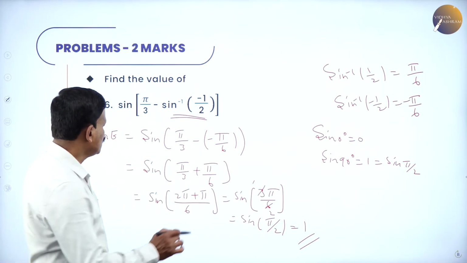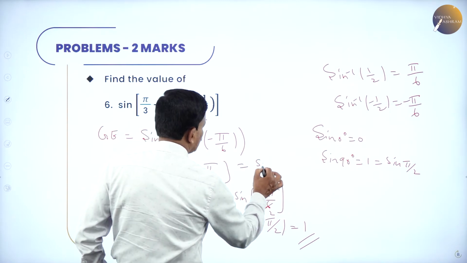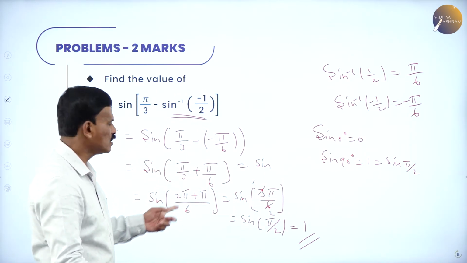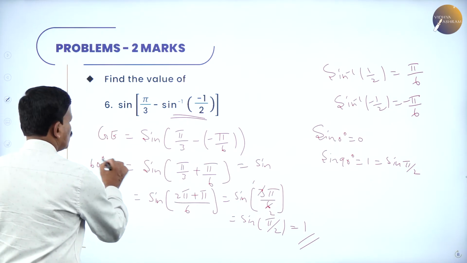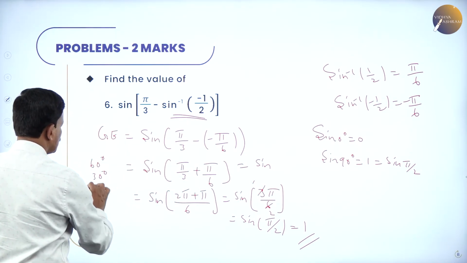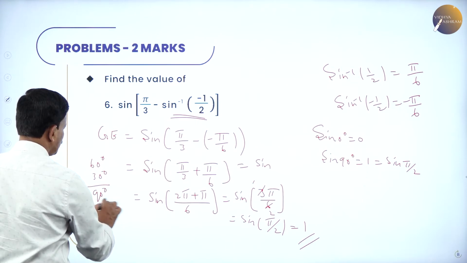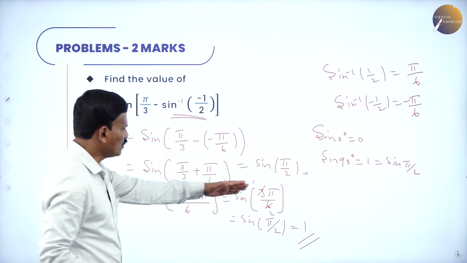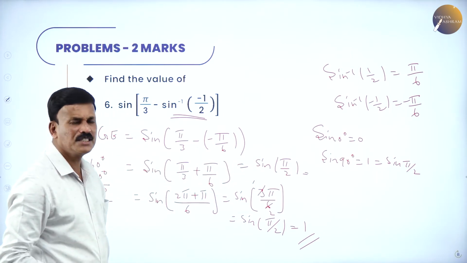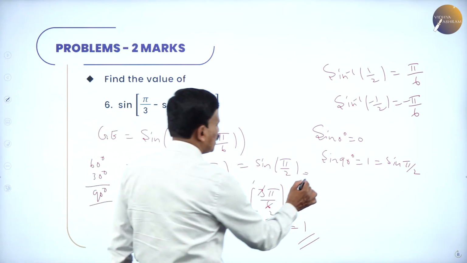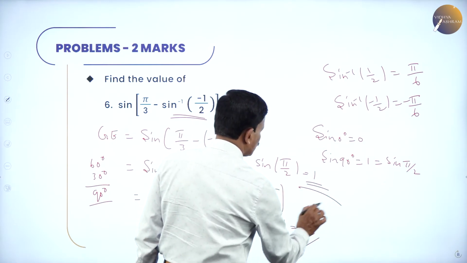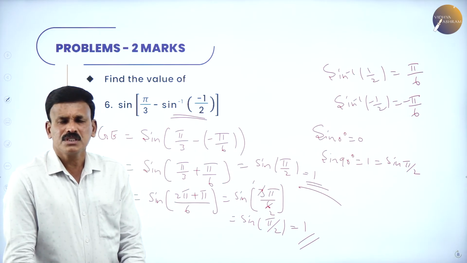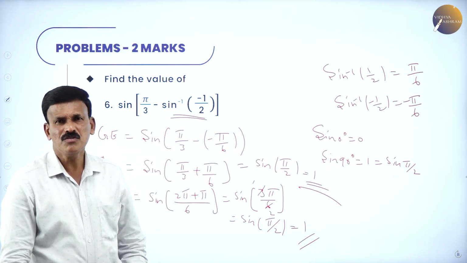Sine 90 is equal to 1. Or here itself you can straight away write sine of, what is pi by 3? Pi by 3 is 60 degrees. Pi by 6 is 30 degrees. 60 plus 30 is equal to 90. 90 can be written as pi by 2. You can straight away write this step, pi by 2. Sine 90, what is sine 90? Sine 90 is equal to 1. That's all. Okay. So this is how we are going to solve this type of problems.